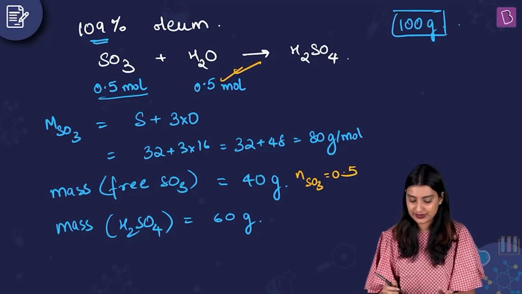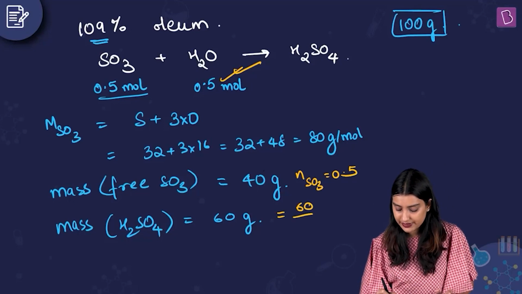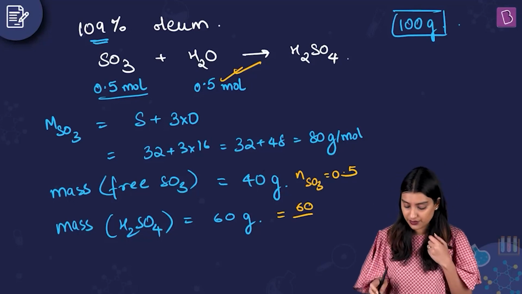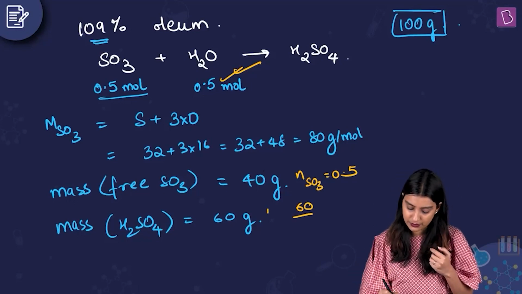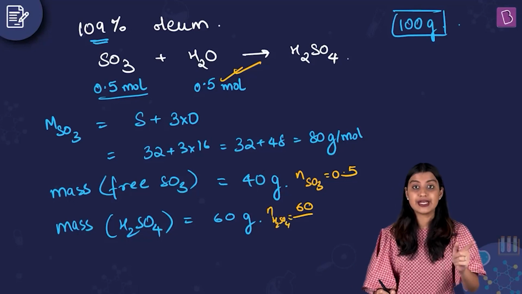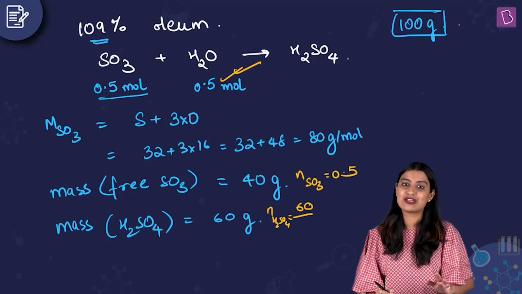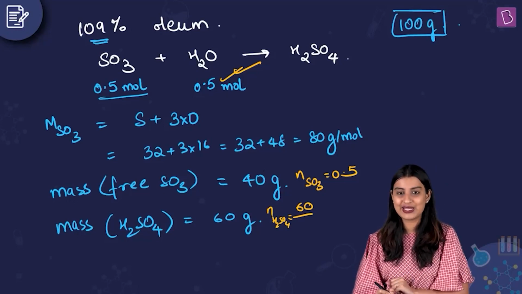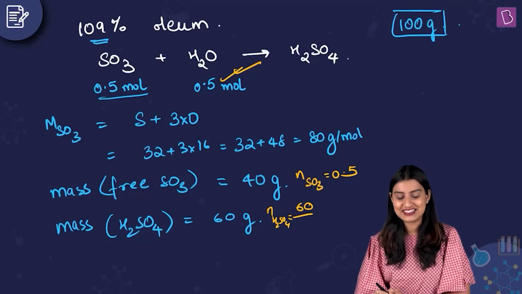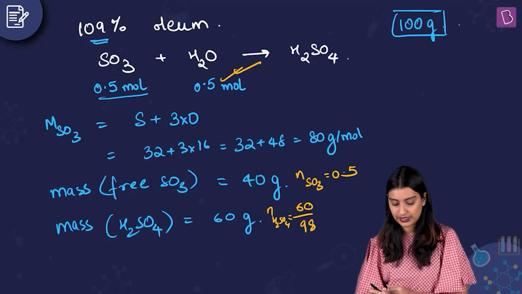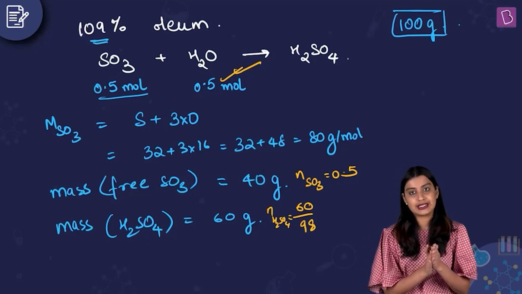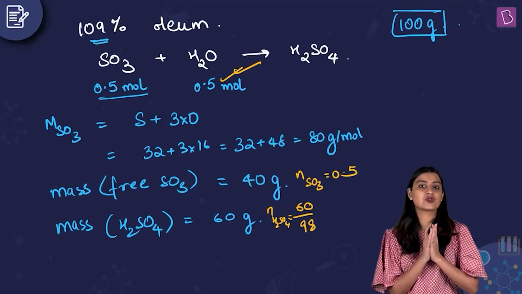Basically, you have to find out X. So X, the number of moles of H2SO4, is going to be 60 divided by the molar mass of H2SO4, sulfuric acid. What is it going to be? Very quickly, 98, right? 98 gram per mole, absolutely correct. So you have 60 by 98. How do you want to solve this?